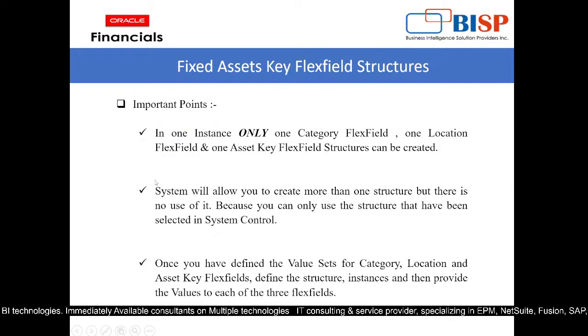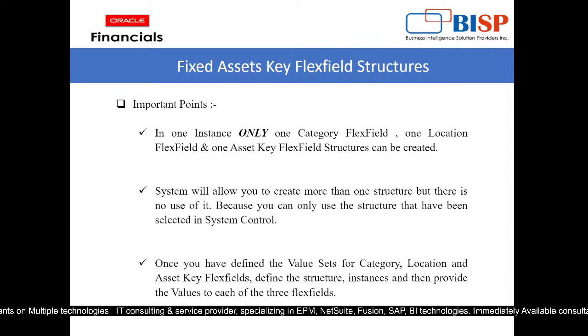So even if you create any number of structures for your category, location, and asset key, only one can be used. And the reason is the system control. The system will not allow you to use any structure other than the one that has been selected in the system control. The system will allow you to create more than one structure, but there is no use of it because you can only use the structure that has been mentioned in your system control.